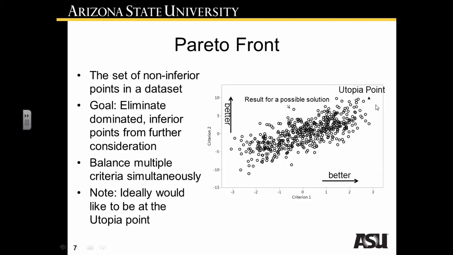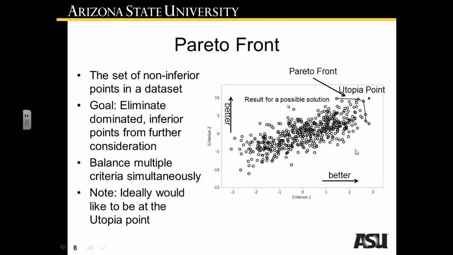So the Pareto front is the set of points that are the dominant solutions in this data set. For a solution to be on the Pareto front, it needs to be equally good on each criterion compared to all of the other solutions, and strictly better on at least one criterion. So any solution in this region, these are the dominated or inferior points, are always going to be beaten out by one of these solutions on the Pareto front in at least one of the criteria.